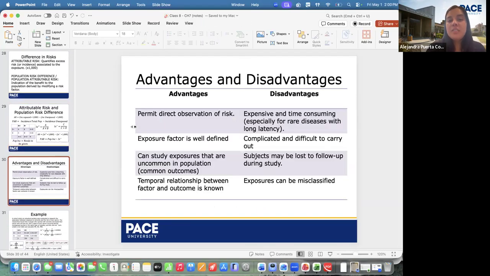Okay. Advantages of cohort studies. I will get a direct observation of the risk. This is the best type of observational analytic study that you can make in terms of estimating the risk. Well, now I'm not actually estimating, I'm calculating the direct risk, right? But your exposure factor needs to be well defined. You can have multiple outcomes too. And you can now have a temporal relationship between factor and outcome.